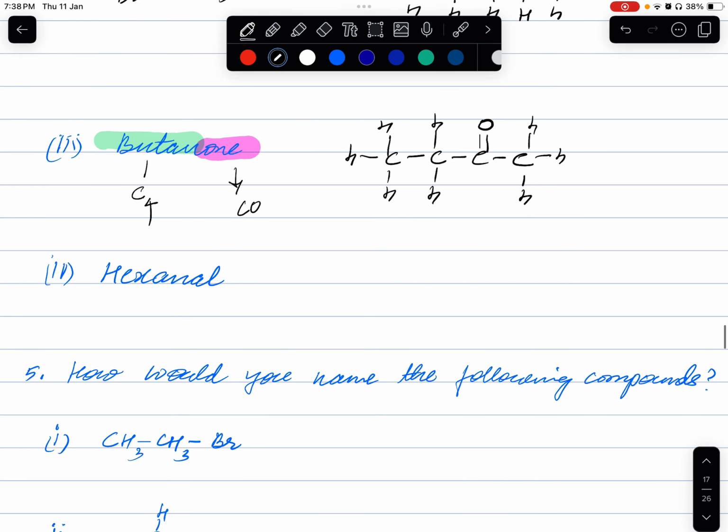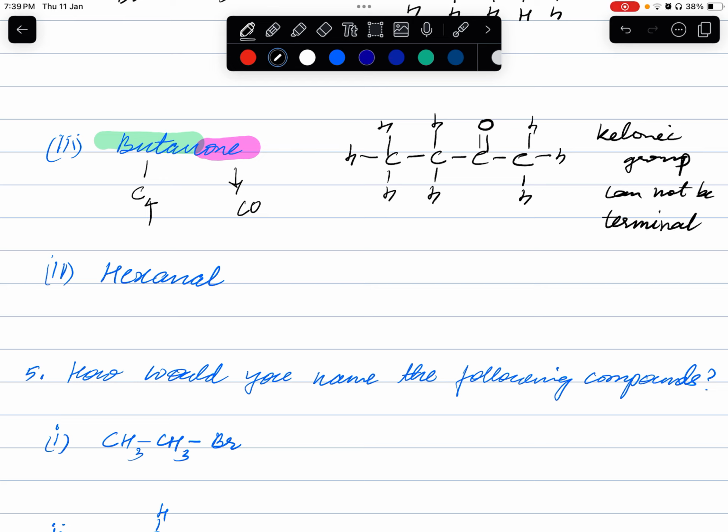So, this is the structure. Fine. This is butanone. Always remember, in the case of a ketonic group, it cannot be the terminal carbon. We cannot have a ketonic group on a terminal carbon. Fine, so this is butanone.